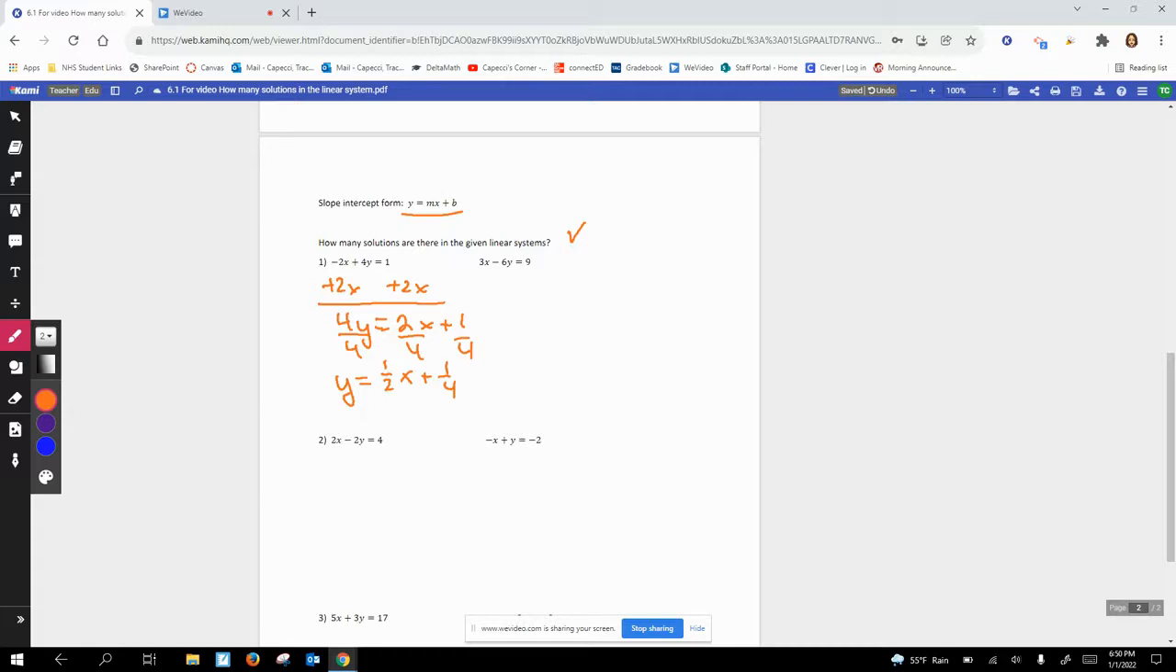Okay, I'm going to do the same thing with the other equation. I'm going to bring that 3x to the other side. I have negative 6y is equal to negative 3x plus 9. Again, I'm trying to get y by itself, so I divide both sides by negative 6, all my terms, and I have y is equal to. Now, negative 3 over negative 6 simplifies to positive 1/2 x minus 3 over 2.